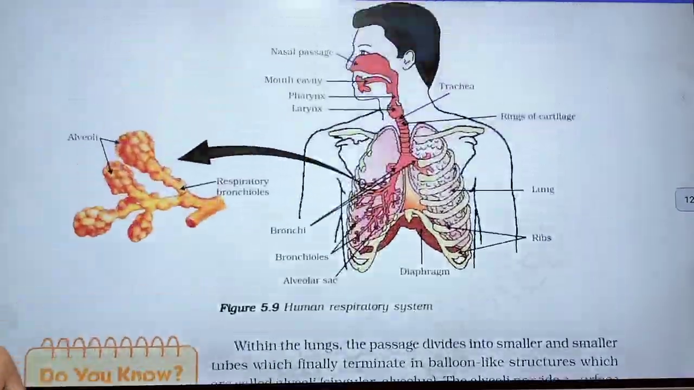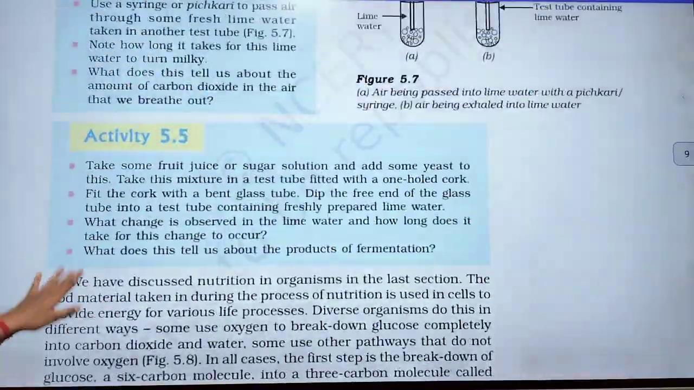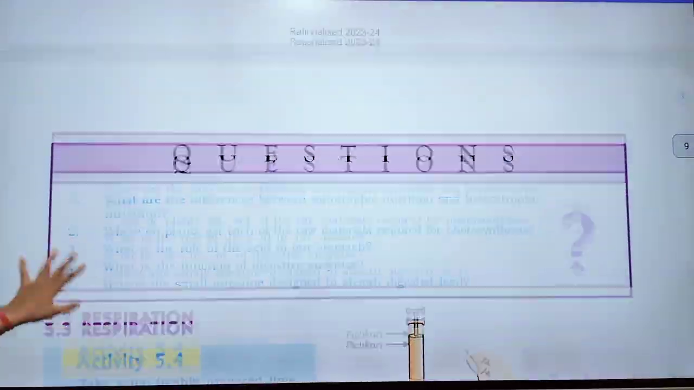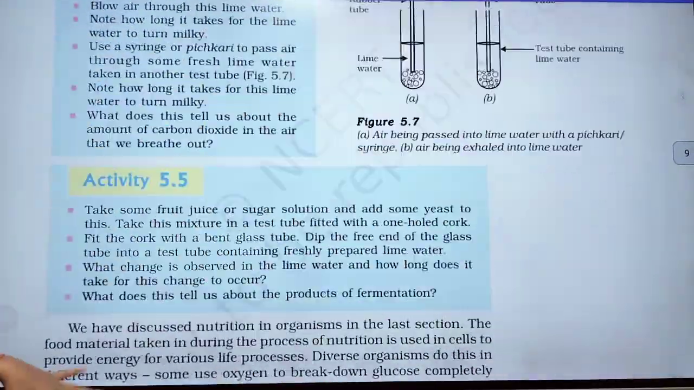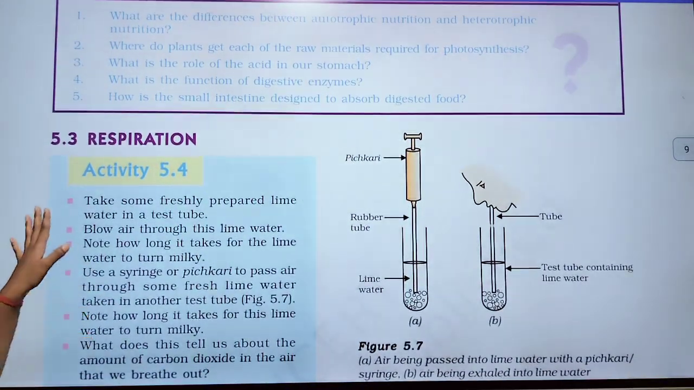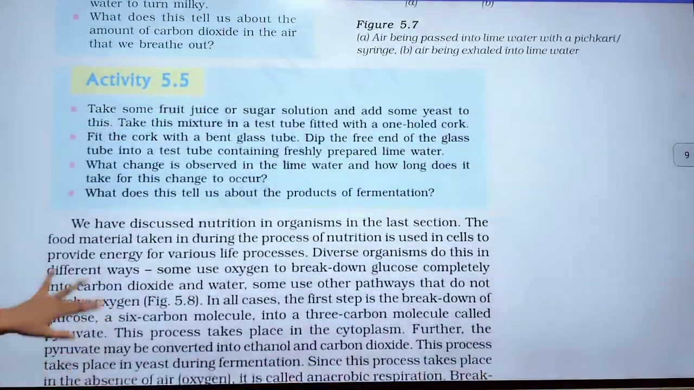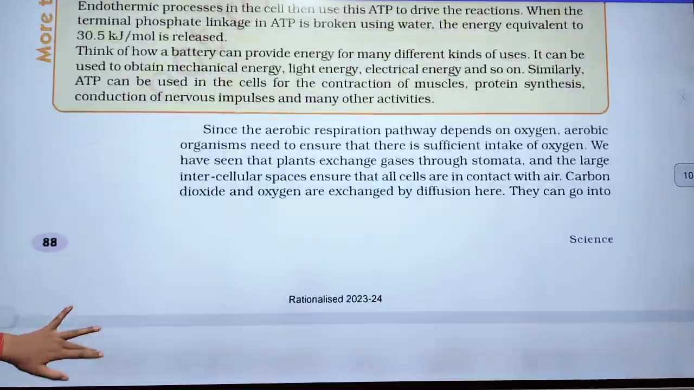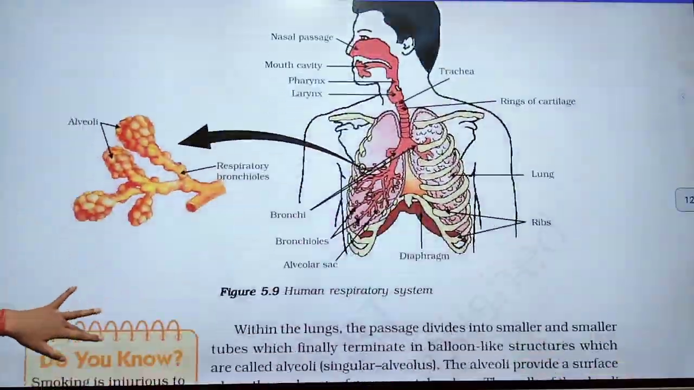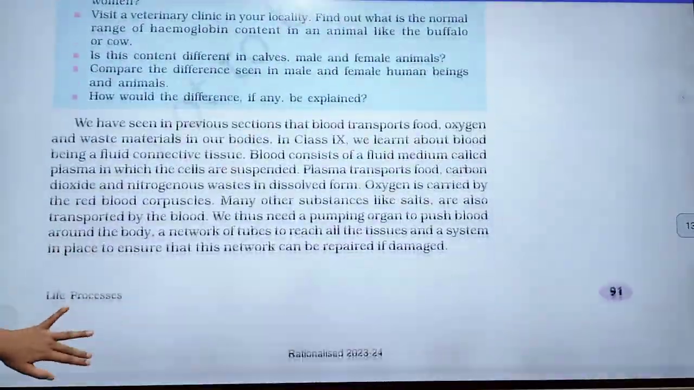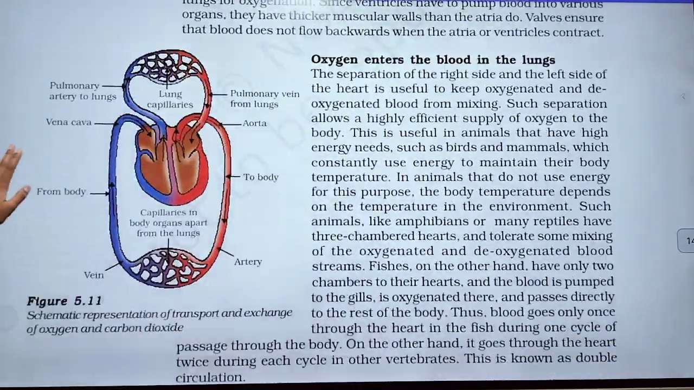This is the story of respiration in our body, in animals. So I hope you understand respiration very well. In the next video we will start transportation.